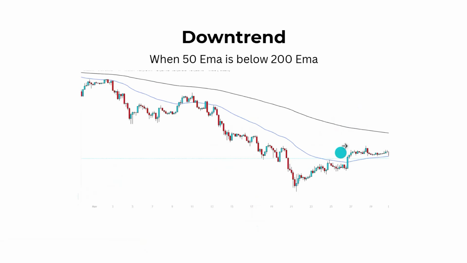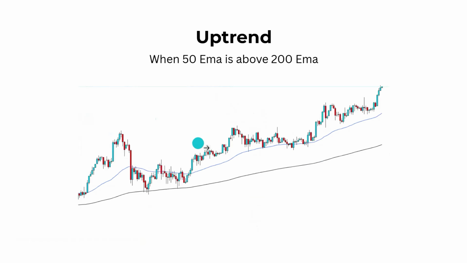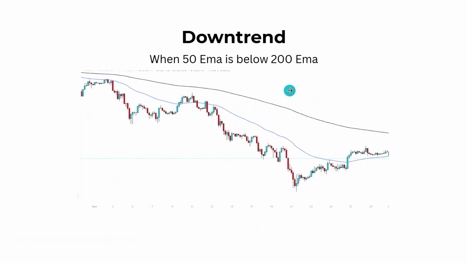In a downtrend, it's going to be the opposite. You're going to have the 200 EMA, the black line, above the 50 EMA, the blue line, and price is going to be below both EMAs, mainly below the 200 EMA, and that's going to signify that you are in a downtrend. So whenever the 50 EMA is above the 200 EMA and price is above, the market is going up, giving you price action to the upside, while in a downtrend it's going to give you price action and market structure to the downside.